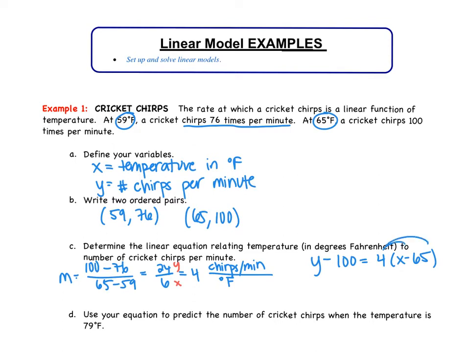So if I distribute that 4, I get y minus 100 equals 4x minus 260. If I add 100, I get y equals 4x minus 160. Now again, if you leave your answer in point slope, that's fine. It just might be a little more difficult to use later.